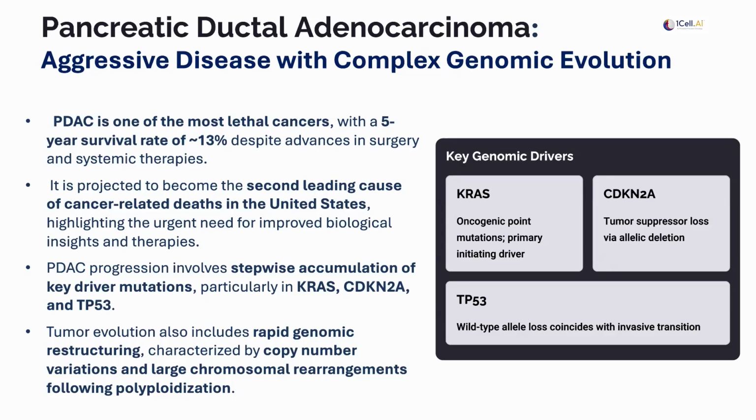Pancreatic ductal adenocarcinoma progression involves stepwise accumulation of key driver mutations, which are mainly known to be KRAS, the cyclin system, CDKN2A/B loss, and P53. And tumor evolution also includes rapid genomic restructuring characterized by copy number variations and large chromosomal rearrangements following polyploidization.